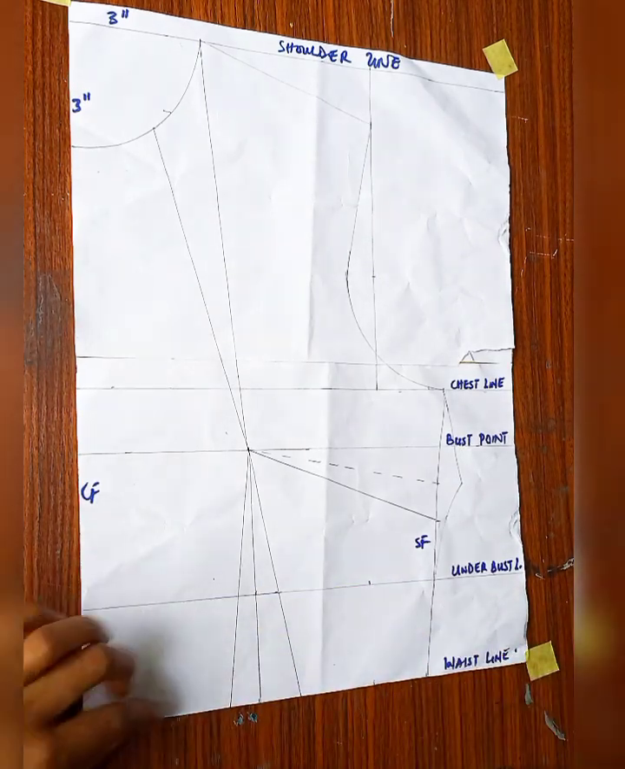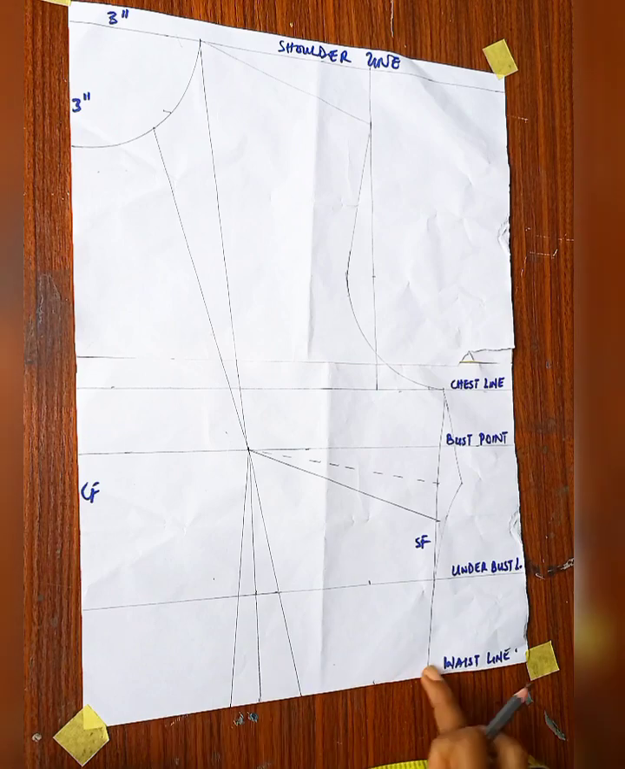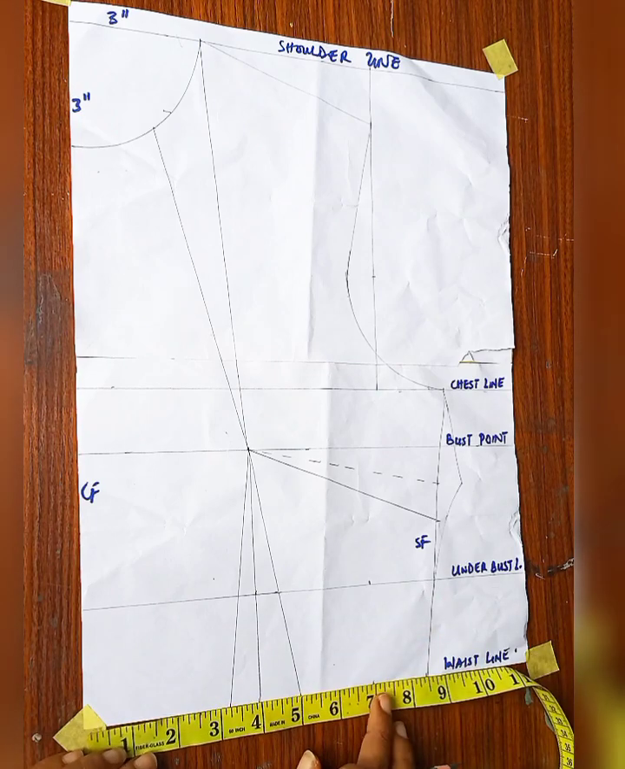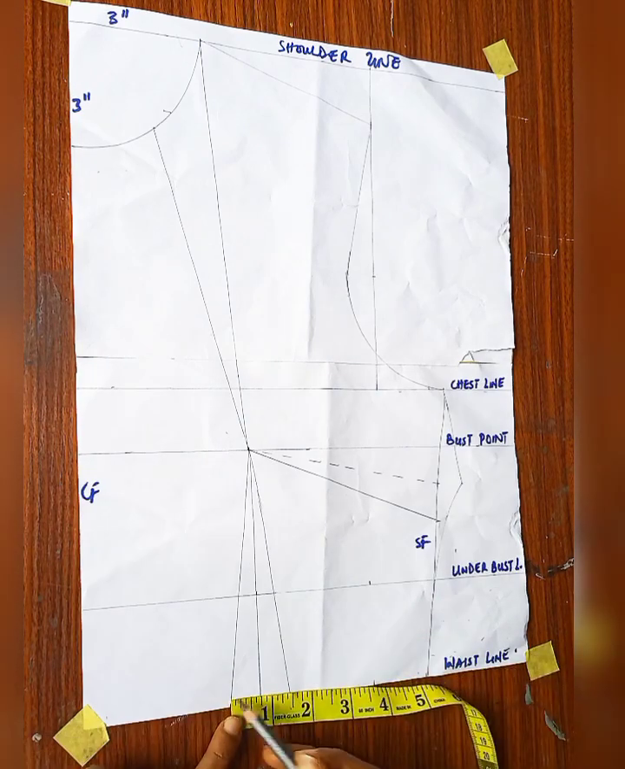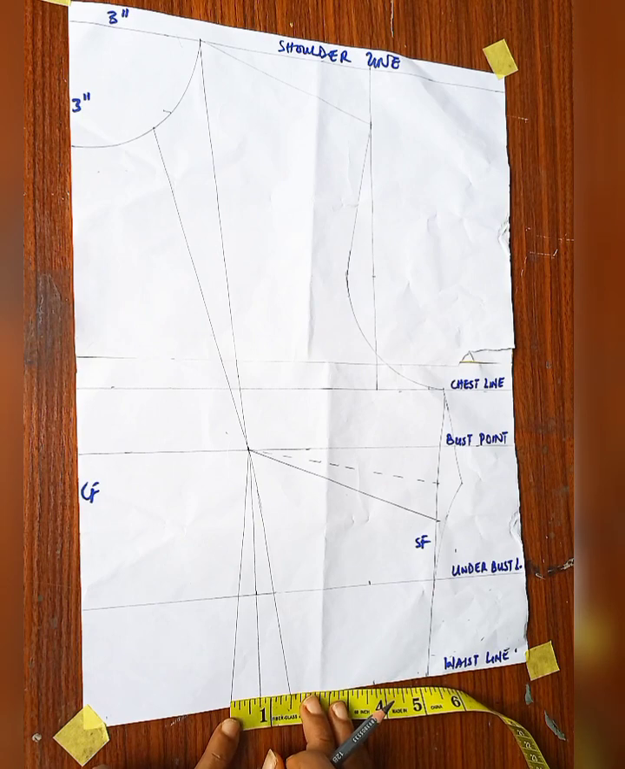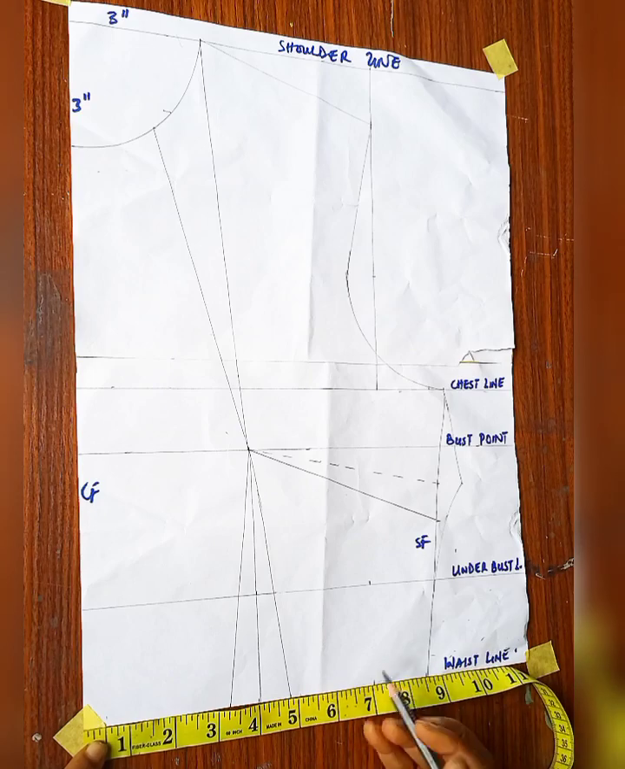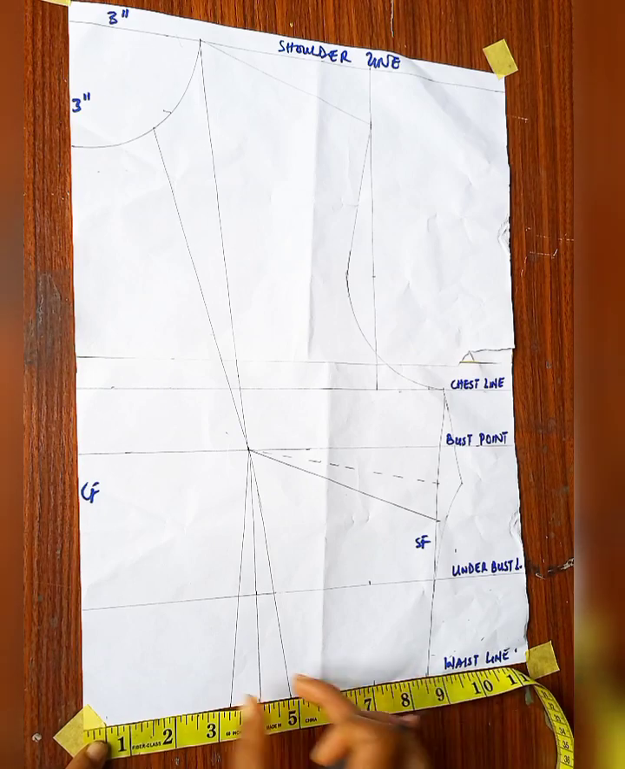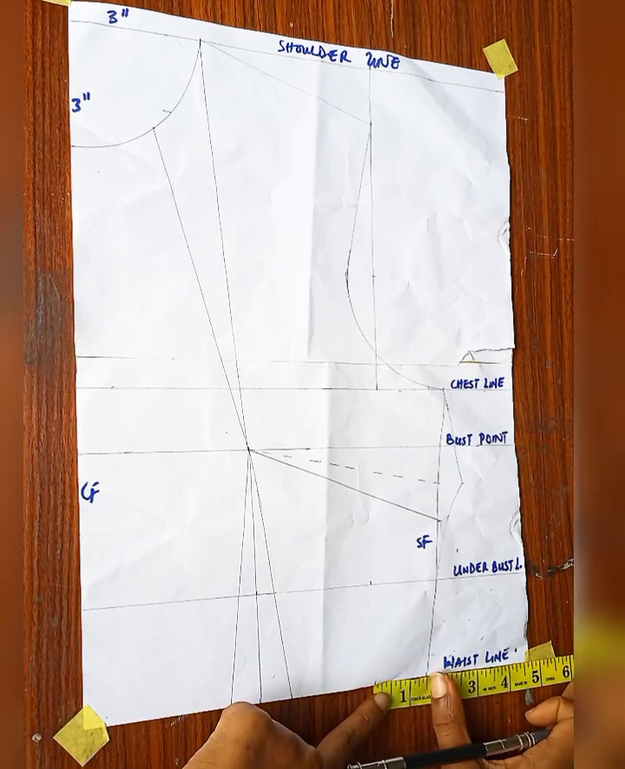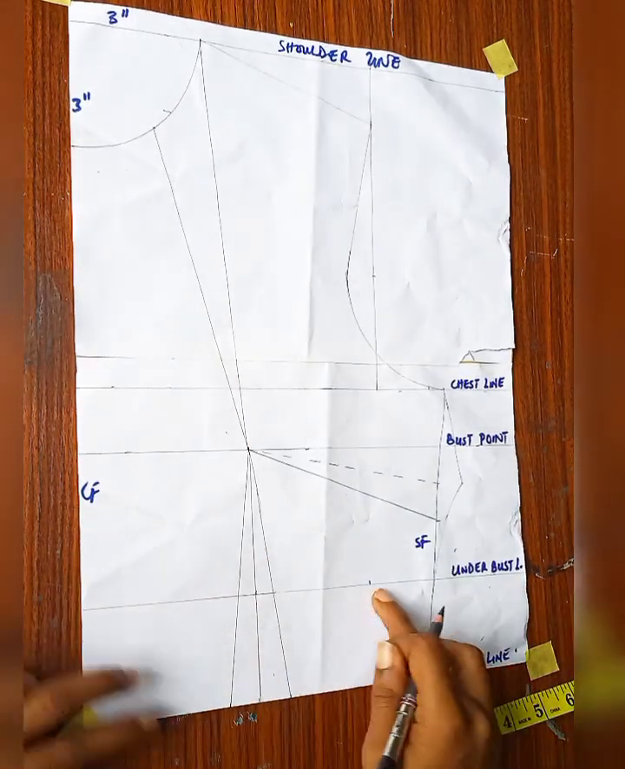Next, you are going to be measuring what you have from that point to the side front. Now on my waistline, I have my waist divided by 4, which is 7, plus 1.5 inches dart intake. That will give me 8.5 inches.